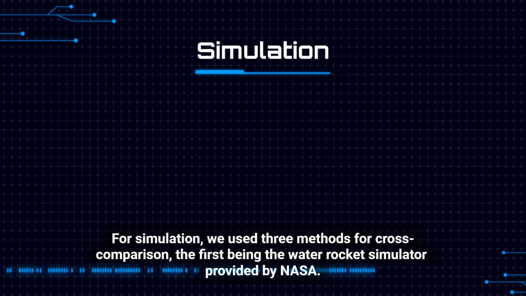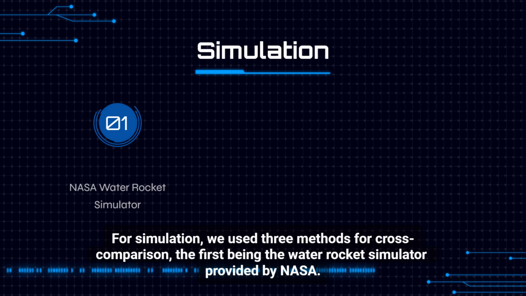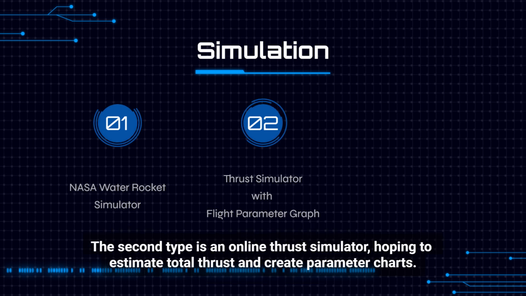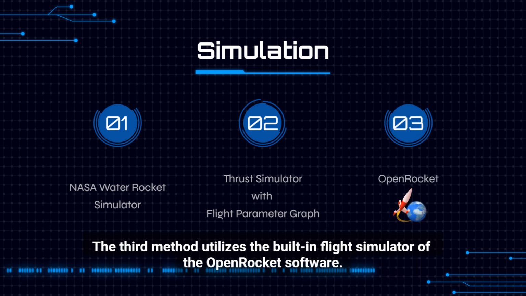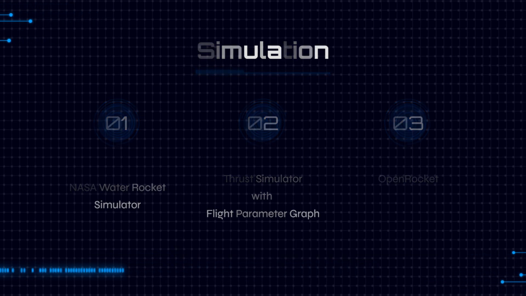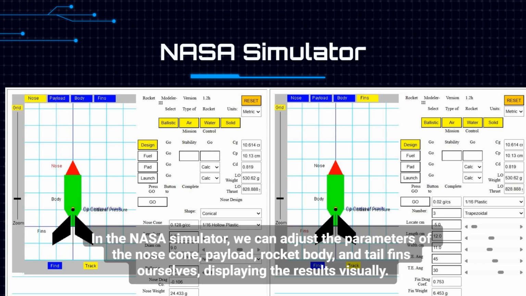For simulation, we used 3 methods for cross-comparison, the first being the water rocket simulator provided by NASA. The second type is an online thrust simulator, hoping to estimate total thrust and create parameter charts. The third method utilizes the built-in flight simulator of the OpenRocket software. In the NASA simulator, we can adjust the parameters of the nose cone, payload, rocket body, and tail fins ourselves, displaying the results visually.